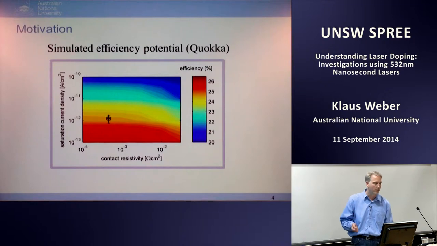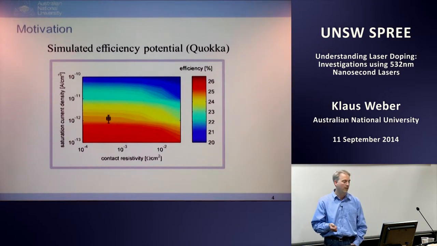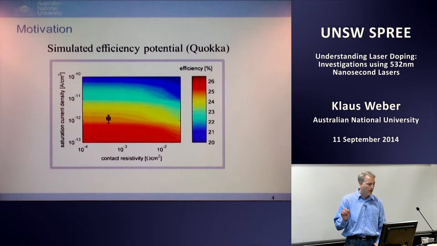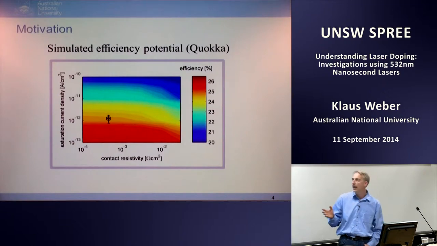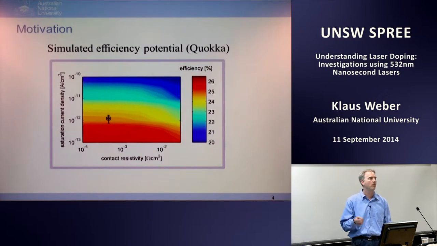10 to the minus 12 amps per centimeter squared. So yeah, 10,000. What this means is that, compared to the kind of saturation current densities that you get with diffusions, you can actually afford to have a bit more damage. You can afford for the quality of those regions to be a little bit worse, by about a factor, by an order of magnitude.